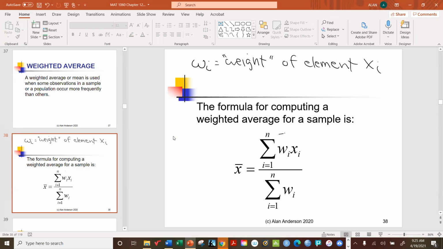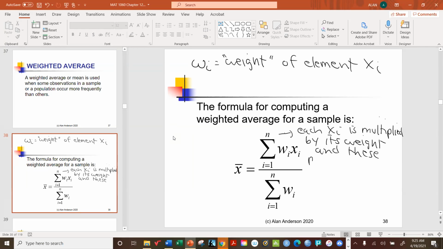So in the numerator, each element, or each XI, is multiplied by its weight, and these products are added up. Down here, the weights are added up.